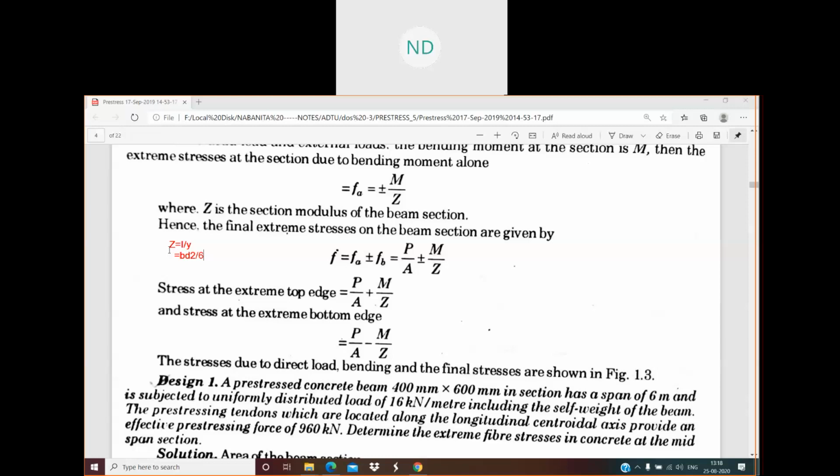Now once you get your Z, how much is Z here? Okay, if I write it like that, 0.4 into 10 to the power 7 mm cube.